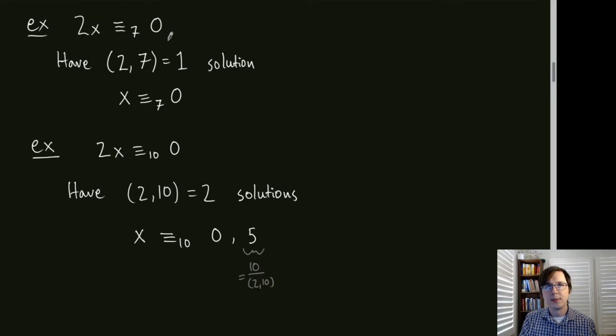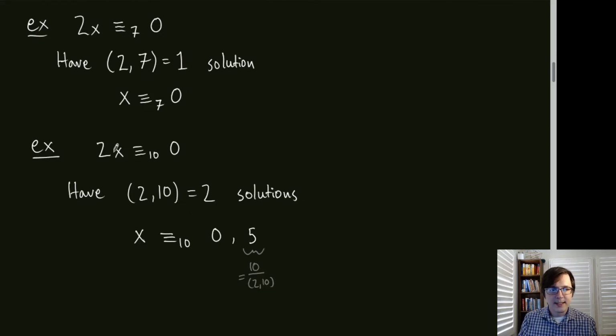Let's look at the homogeneous versions of the congruences that we looked at in the first example. So the first is 2x is congruent to 0 mod 7. And we see that the GCD of 2 and 7 is 1. So there's only one solution according to the previous slide. And that would be when k is 0. So that's 0.